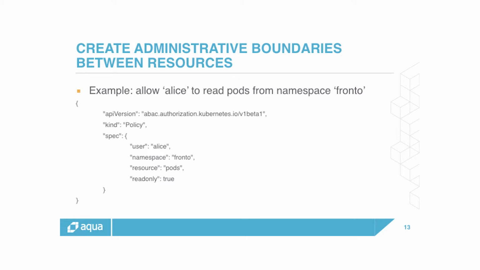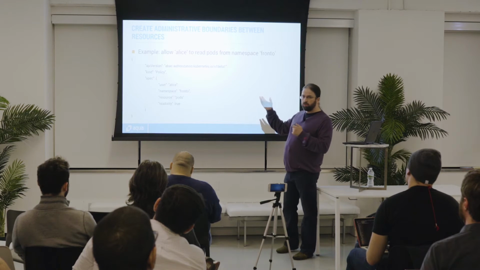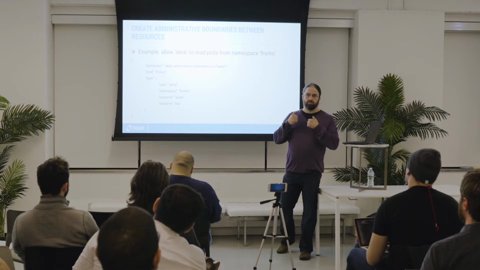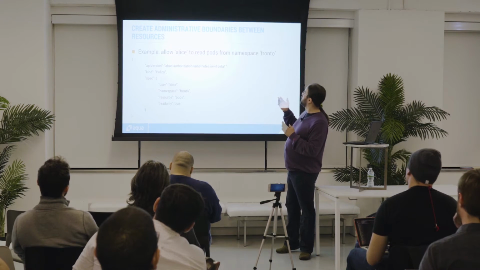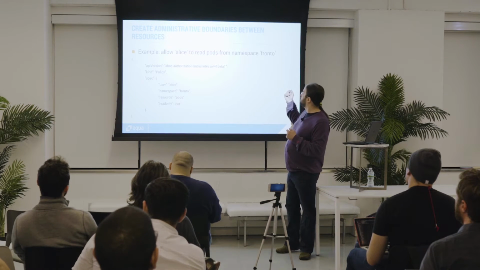This is, for example, an example of a policy applied to namespace frontend, which, let's say, is your front end, and it says that Alice is only allowed to read pods in this namespace. She won't be able to do anything else.